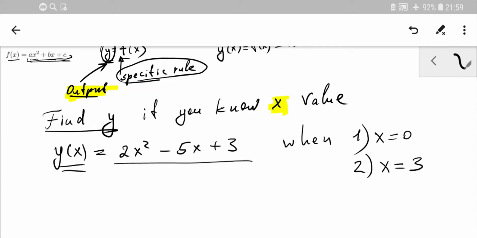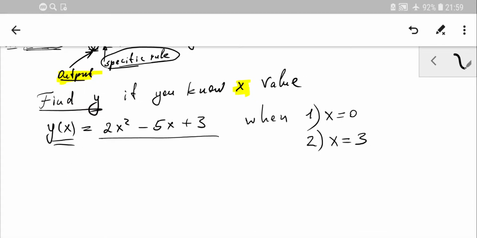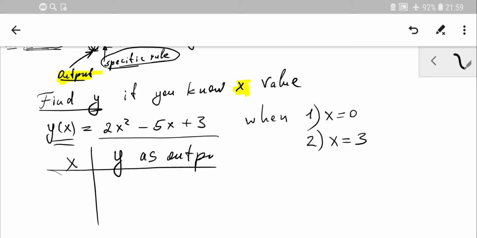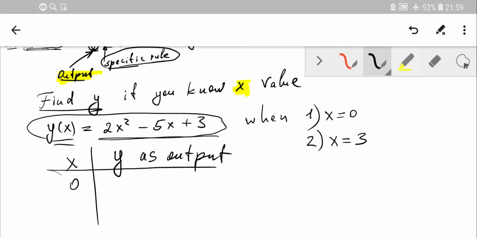All right, so what we're going to do, we just need to set up the table. If you have several values, you have x and you have y as output. And you also have the rule that you set up for your function. Okay, so the first input value is 0. What we need to do is, everywhere your x value stays, we need to put that 0. Any function works the way I described.